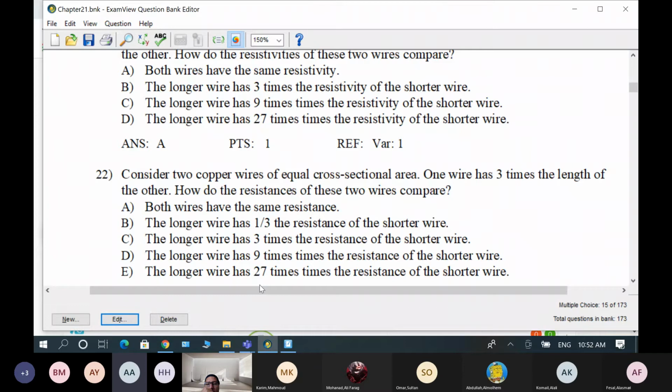Consider two copper wires of equal cross-sectional area. One wire has 3 times the length of the other. How does the resistance of these two wires compare? So he only changed the length. One of them has 3 times the length of the other one. And he asked about the resistance. We don't need to make a question because it's easy. So what is the answer for this one?